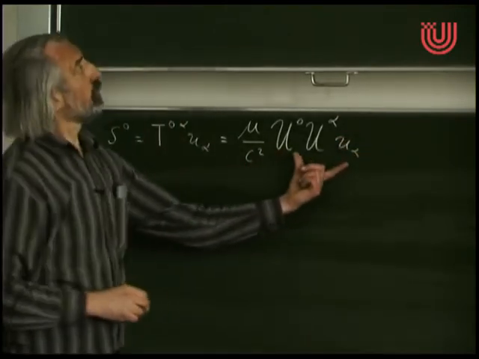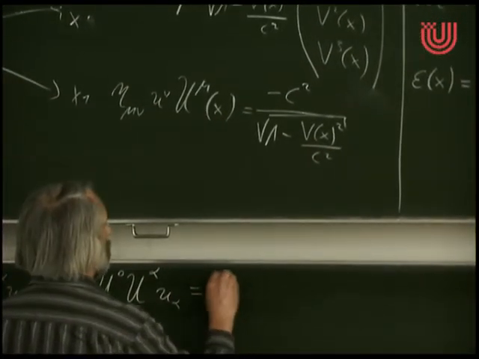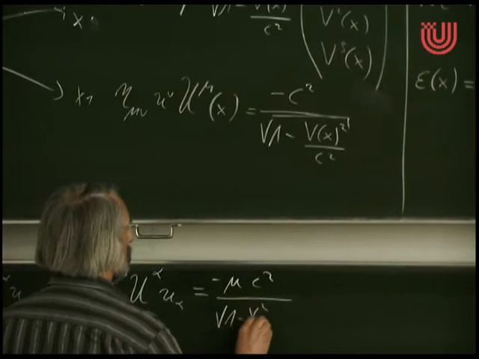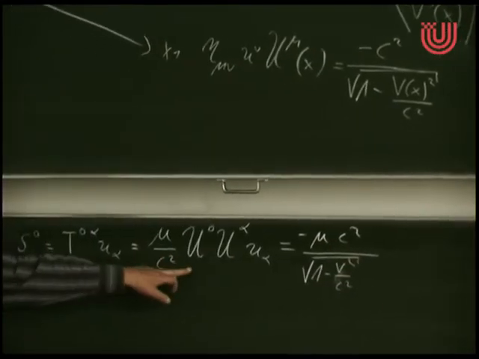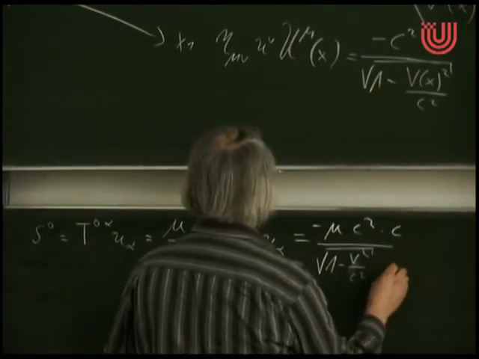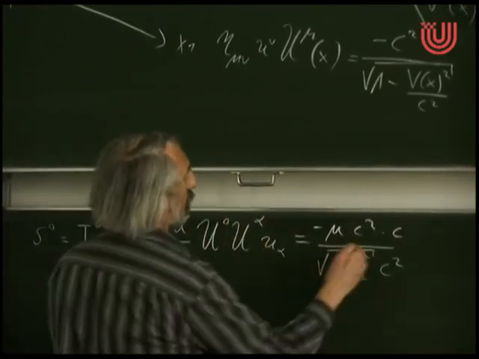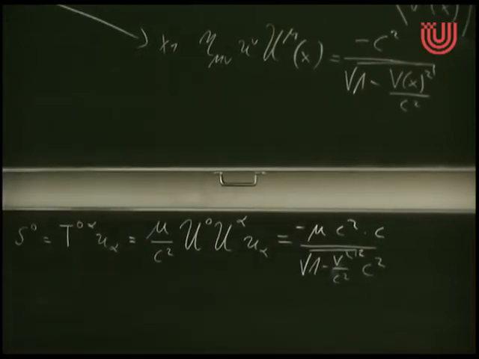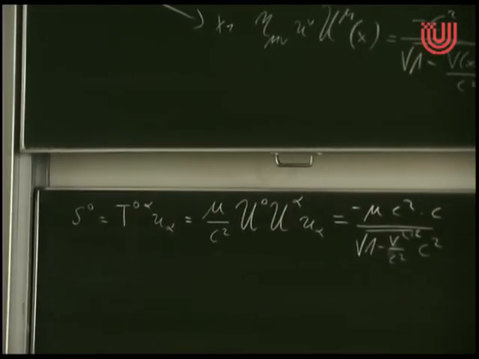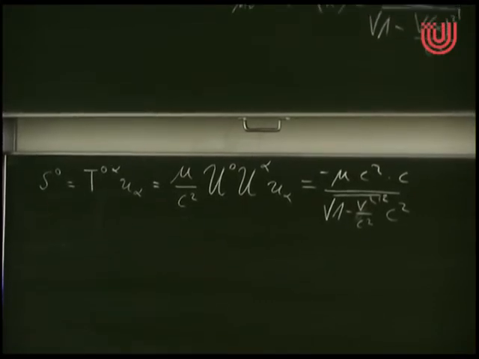And if you remember, it's still on the board. This here is just minus C squared over the square root. And the U naught was C over, and I have this C squared here. And U naught was C over the square root, so I get the square root squared. So I have this expression, and I have again problems with the C's. So let me check.